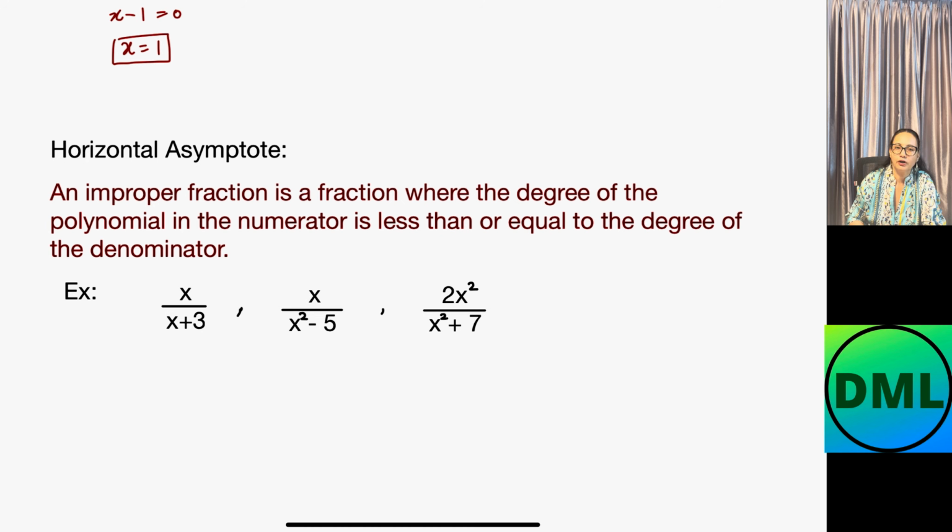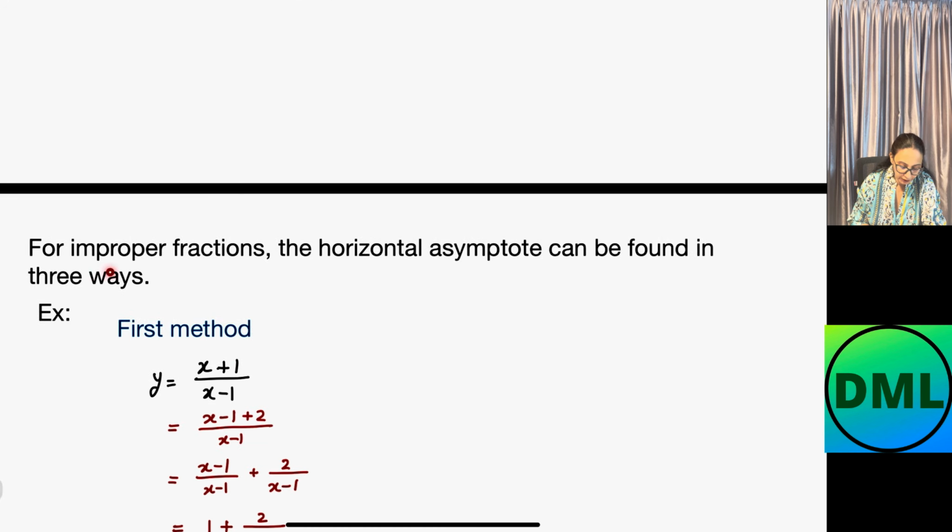Let's find the horizontal asymptotes now. For improper fractions, the horizontal asymptotes can be found in 3 ways. So we have 3 different methods to find the horizontal asymptote. We will look at the first method.